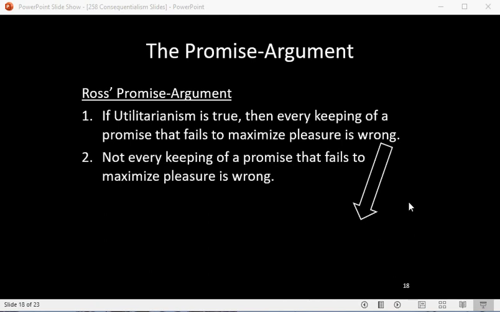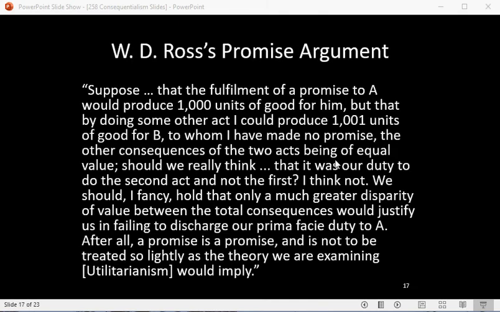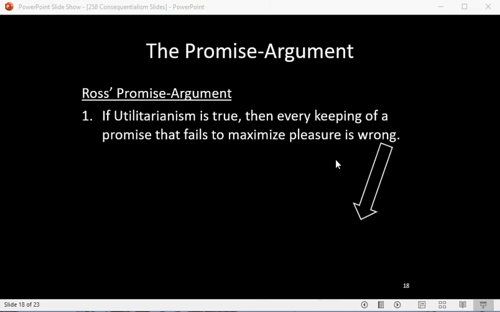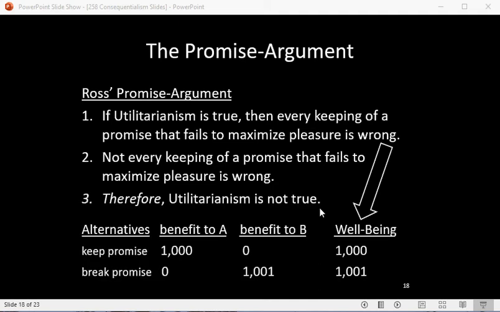But according to Ross, not every keeping of a promise that fails to maximize pleasure is wrong. In Ross's case, the keeping of a promise to person A, fulfilling that promise, fails to maximize utility, or fails to maximize pleasure, because 1,001 is greater than 1,000. But he thinks you should keep that promise to person A. So if utilitarianism is true, every promise keeping that doesn't maximize pleasure is wrong, but not every promise keeping that doesn't maximize pleasure is wrong. So utilitarianism is not true.